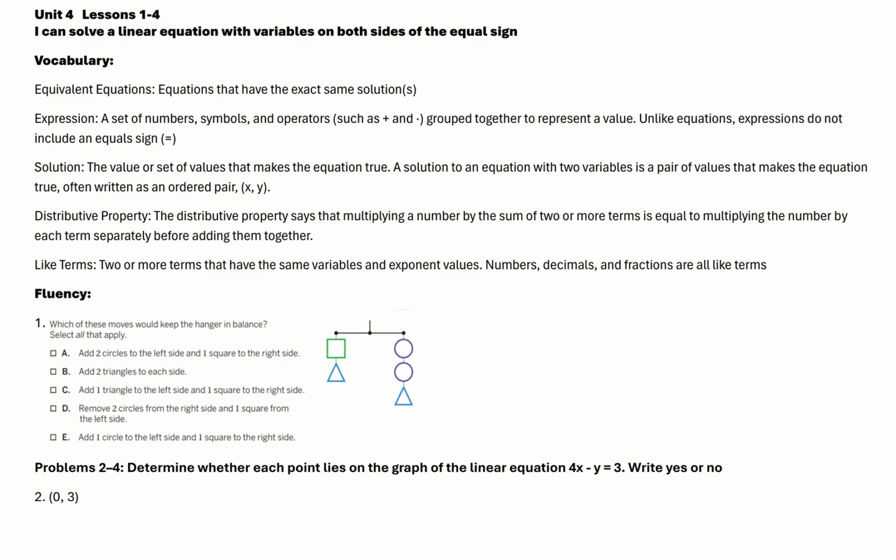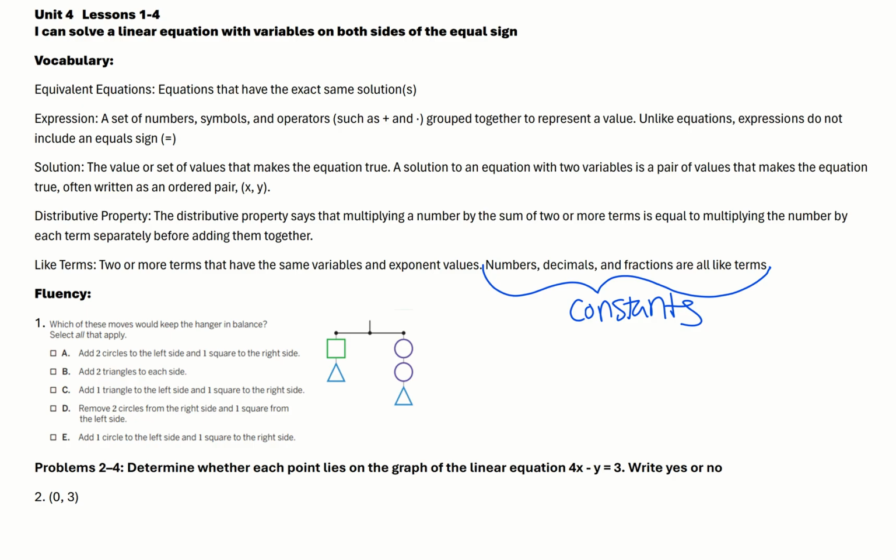And then like terms is also review from last year. So 2 or more terms that have the same variables, exponents, numbers, decimals, and fractions are all like terms. So these are our constants, these numbers, fractions, these are constants. And then we have our variables. So those are when we can cross off x's in circles, right, those are our variables. But when it says numbers, decimals, and fractions are all like terms, that's when there are constants.